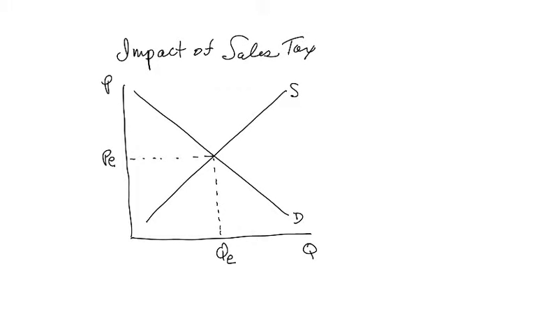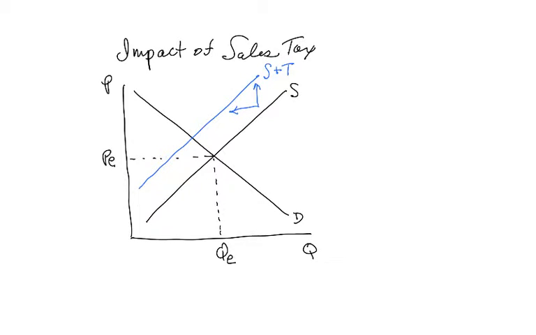This is about the impact of a sales tax on a market and the calculation of the change in consumer and producer surplus and calculation of deadweight loss. We start with a market in equilibrium where supply and demand come together with equilibrium price, PE, and QE, and we're going to shift this by imposing a sales tax.